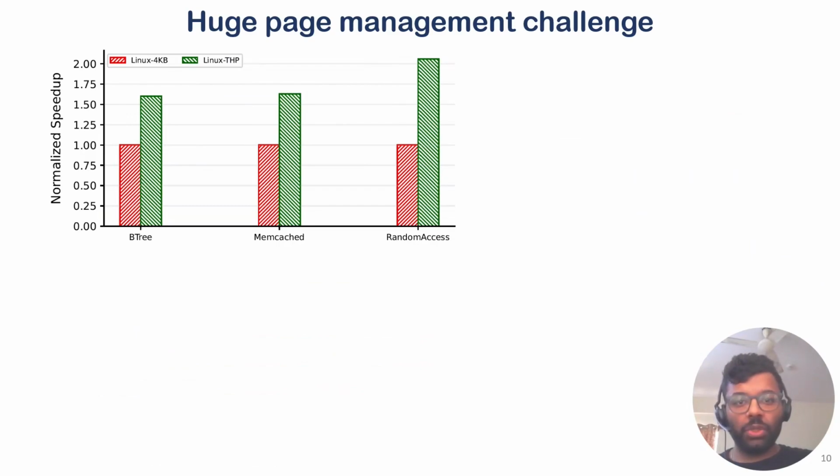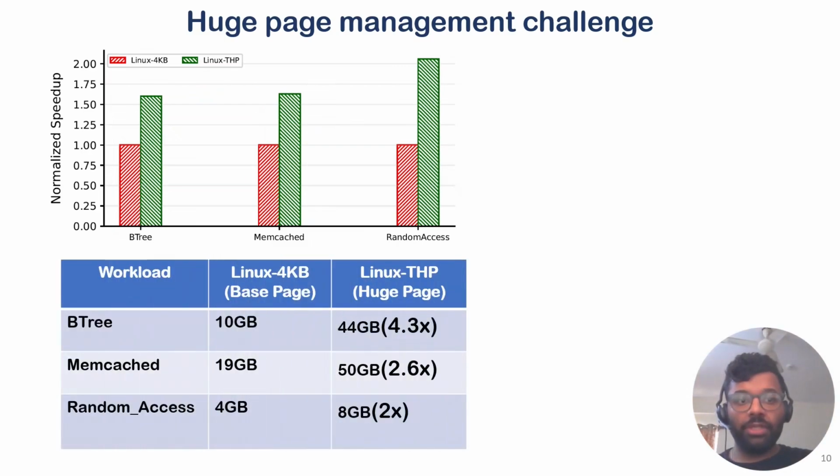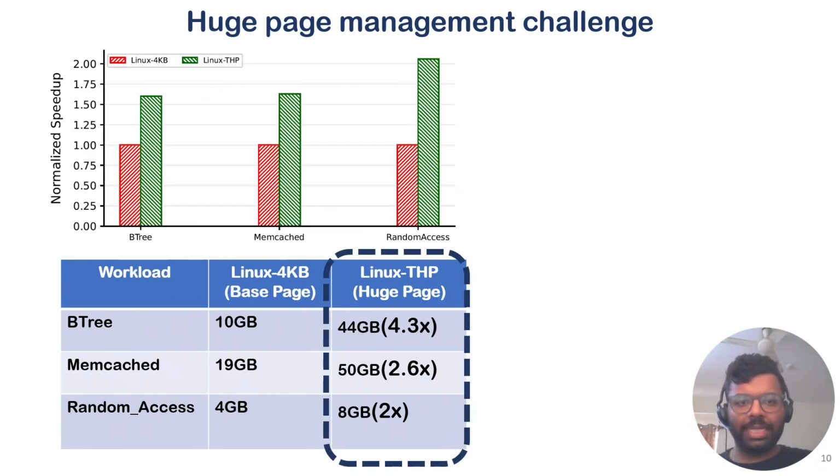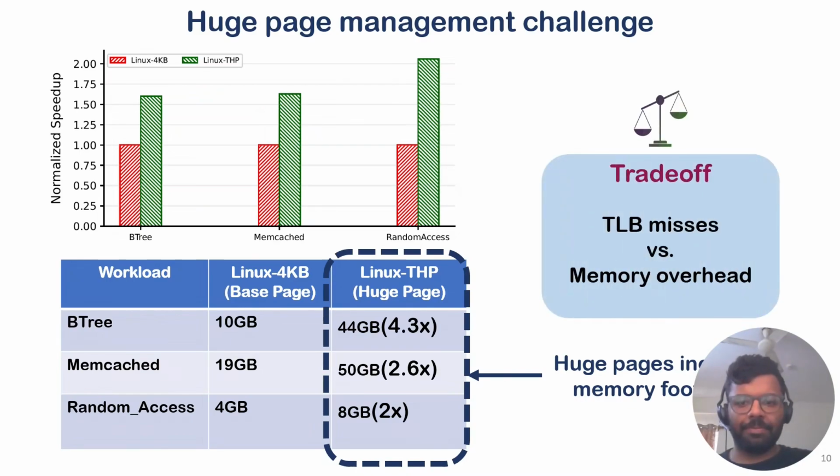Now, this is the graph we saw earlier showing the performance benefits of huge pages for these workloads. Below is the table that illustrates the memory overhead associated with using huge pages. As you can see, for all these workloads, the use of huge pages increases the memory footprint. Now, these observations highlight an important trade-off. Performance can be optimized at the expense of extra memory. Ideally, this trade-off should be effectively managed by the operating system. However, we find that current systems either lack support for managing memory bloat or are not efficient at it.